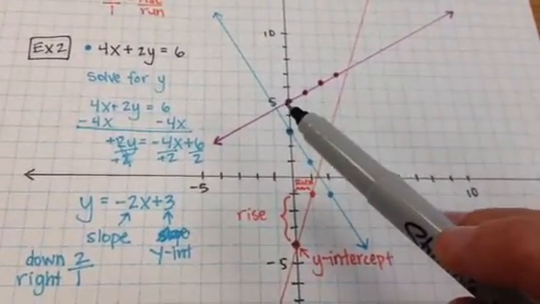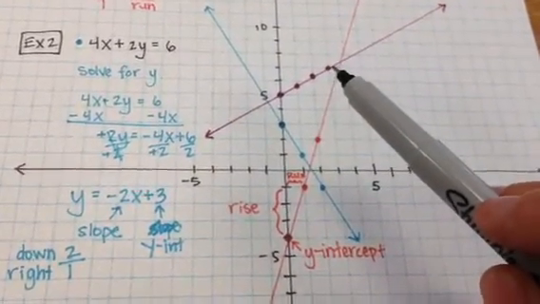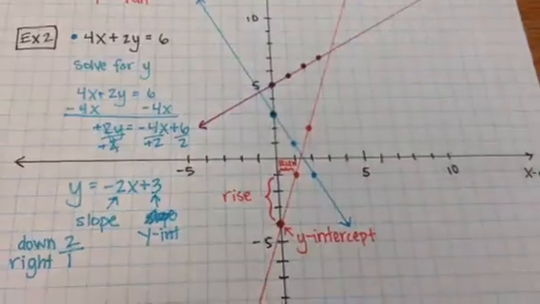Notice my y-intercept for this is 5, and I really did go up 2 over 3. That point lands on the line. So slope-intercept or an xy table gives you the same graph.